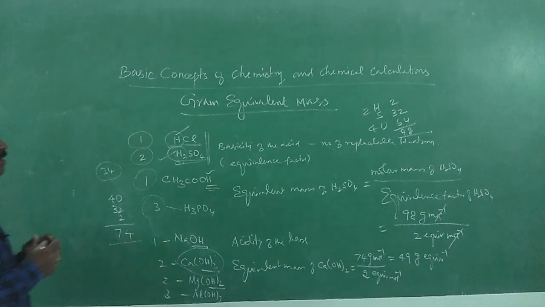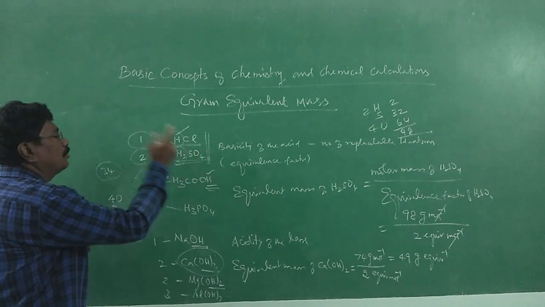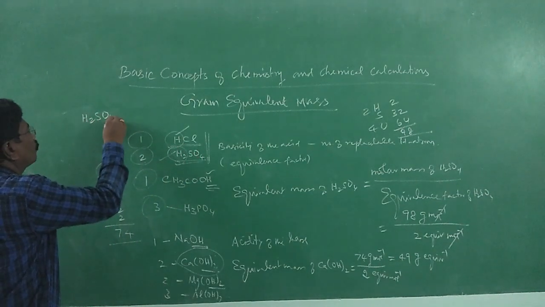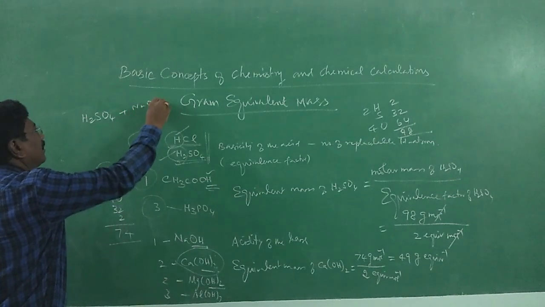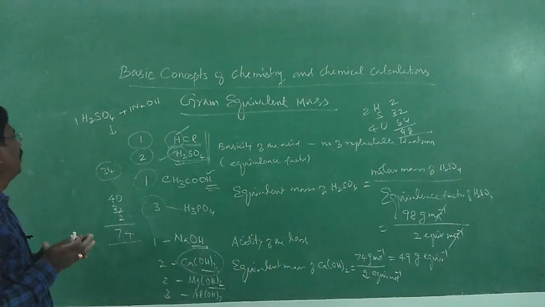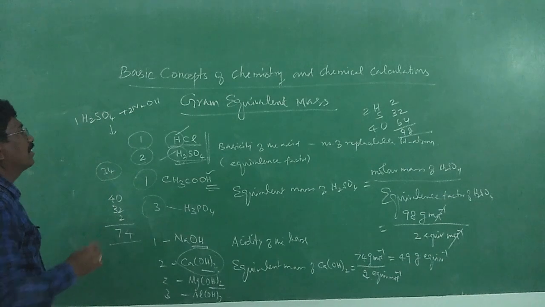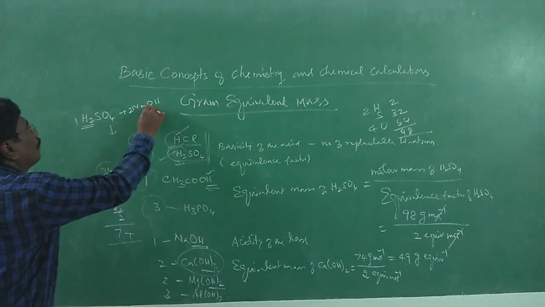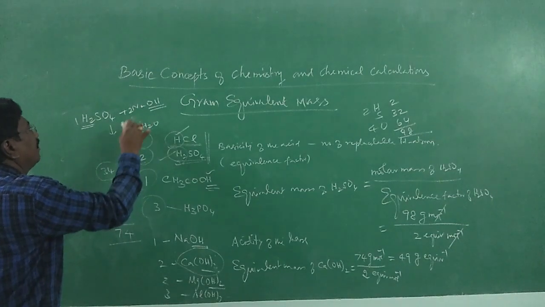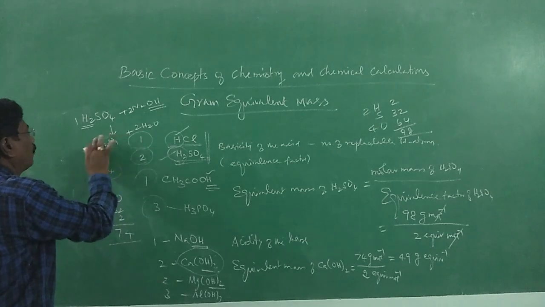Now, why do we say the equivalence factor for sulfuric acid is 2? When sulfuric acid is allowed to react with, say, sodium hydroxide, should 1 mole react with 1 mole? No. 1 mole of sulfuric acid reacts with 2 moles of sodium hydroxide because 2 hydrogen combines with 2 hydroxide to give 2 water. And then we are getting sodium sulfate. Sodium valency 1, sulfate 2, therefore the molecular formula is Na2SO4.